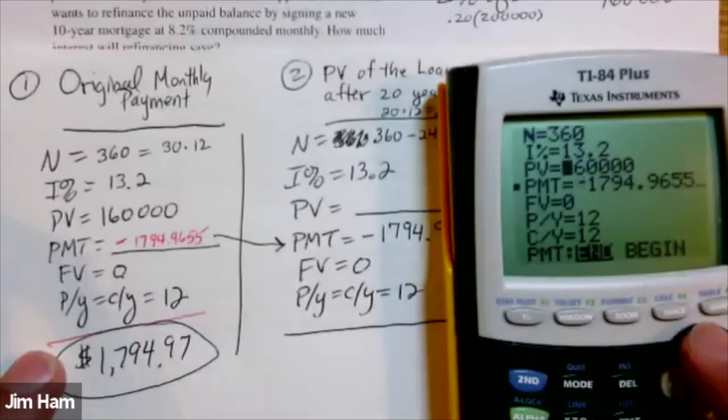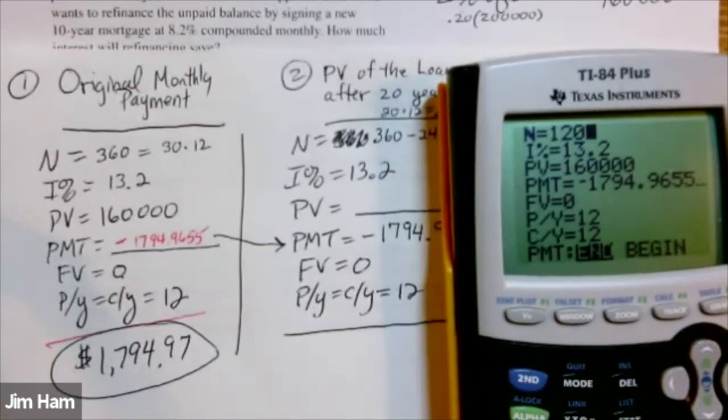Okay, so we're not using what's in N right now, or we are? Yeah. We're going to get rid of it and we're going to change it to 120. We're going to change that one number, and then we're going to go down and calculate the present value. You see, you no longer owe $160,000 on the loan because you've been making payments over the last 20 years. What do you owe? Well, we'll calculate the present value.